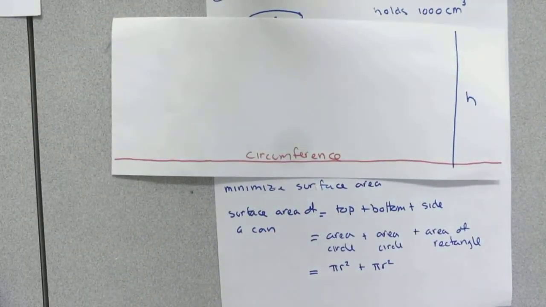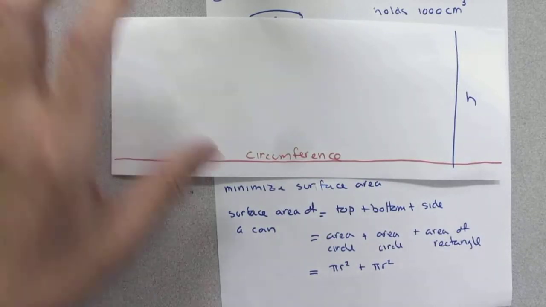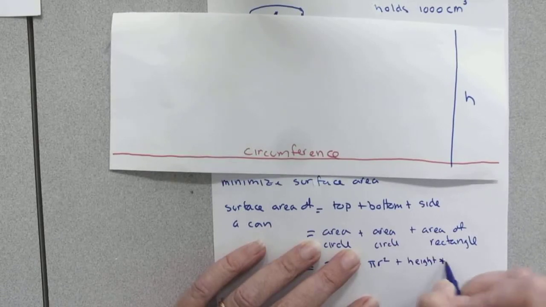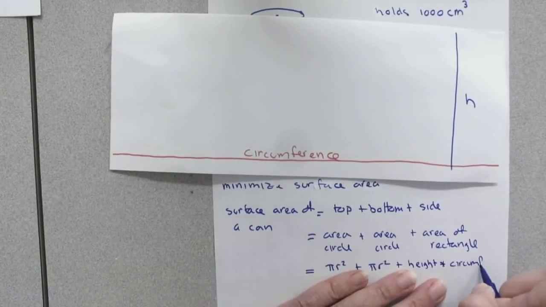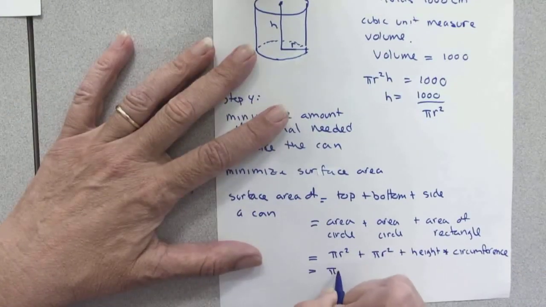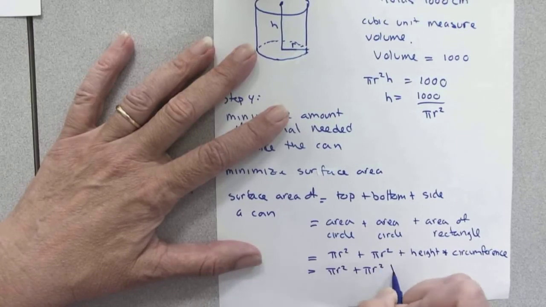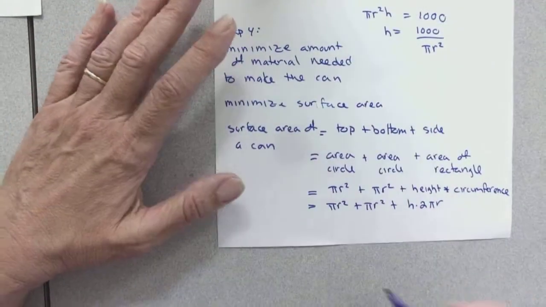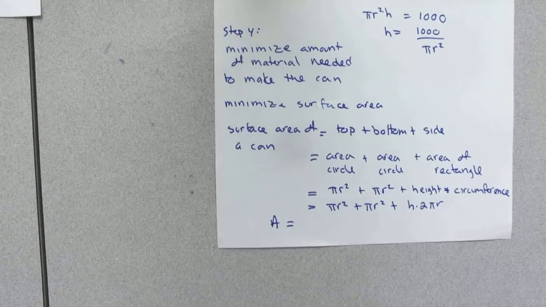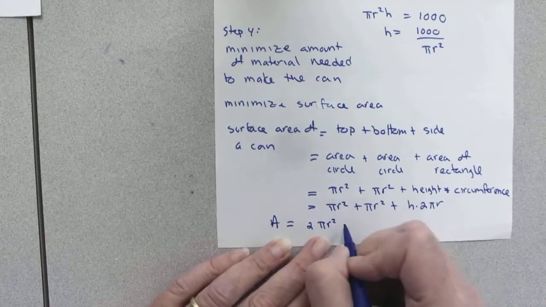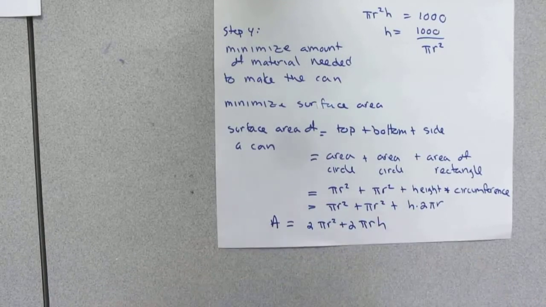And so the area of my rectangle here was the height times circumference. And so pi r squared plus pi r squared plus h times 2 pi r. And we'll just call this A for surface area. And so surface area is 2 pi r squared, because we had some like terms there, plus 2 pi r h. But that's in two variables.